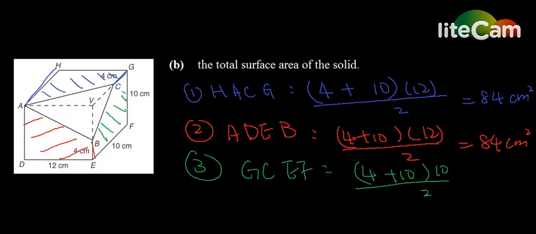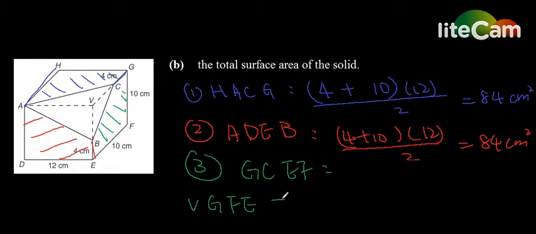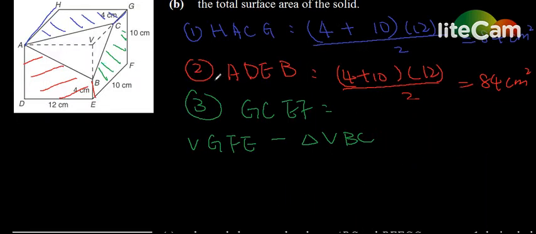For this part, we can use another method to calculate it, and we just remove it first. Now with this part, we can firstly calculate the whole area of the rectangle VGFE, and then we minus the area of the triangle VBC.